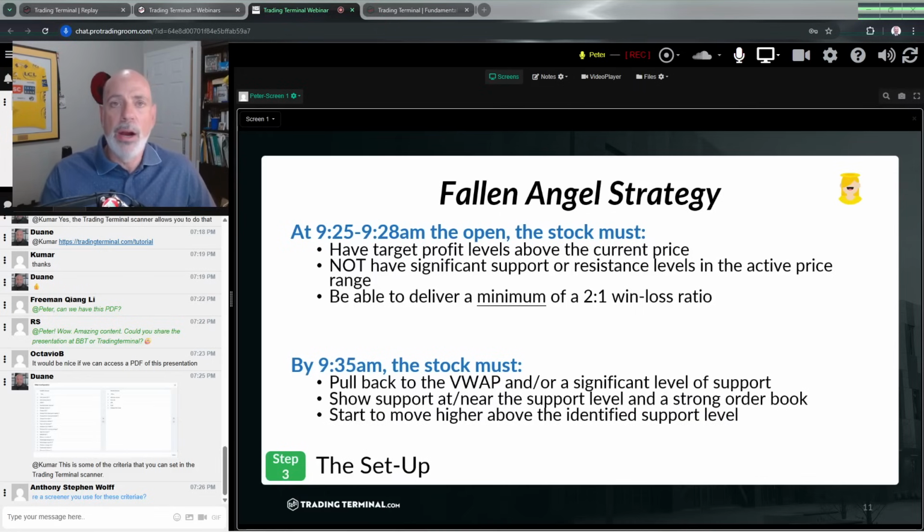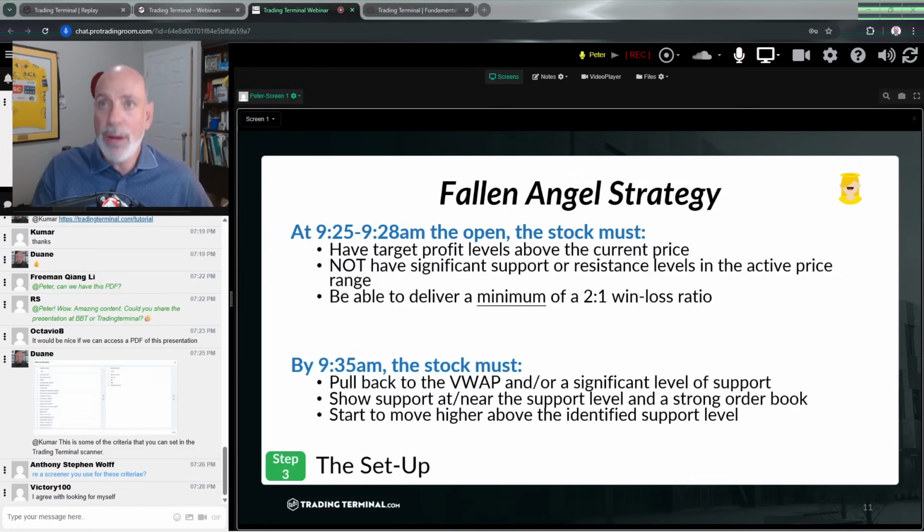All right, back to the data. Next point, I want to start the move higher above the identified support level. So this means, again, it shouldn't still be dropping when you're entering this thing. This is a long trade. It should have been moving long. It pulled back, yes, but now I want to see it start to go back in the direction of the trade. It's just a short-term pullback.